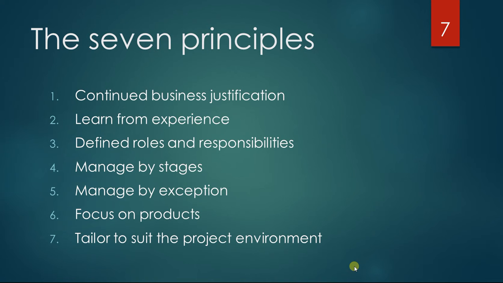Number 3 is defined roles and responsibilities. It's also always easier to get something done if everybody knows who's doing what. And then number 4 is managed by stages, and I think most of you have heard about it before, but you divide the project up into some stages, and then the project board gets a plan for the next stage, and then the project manager gets the authority to execute that stage, and then he has to go back to the board to get a new approval to continue.